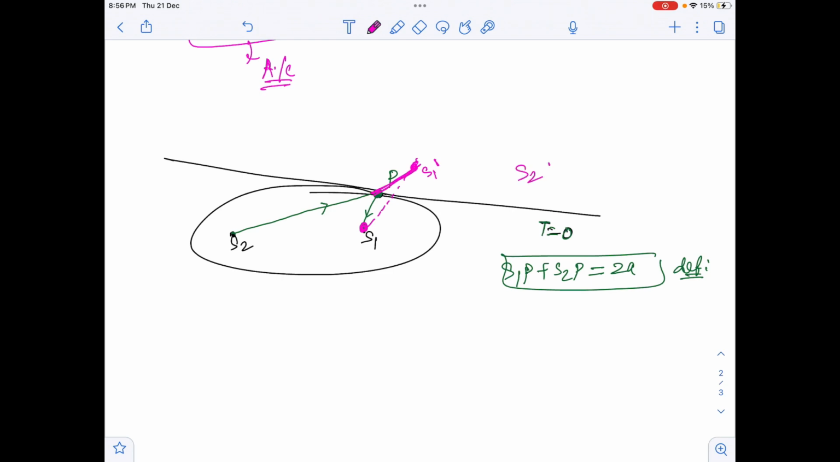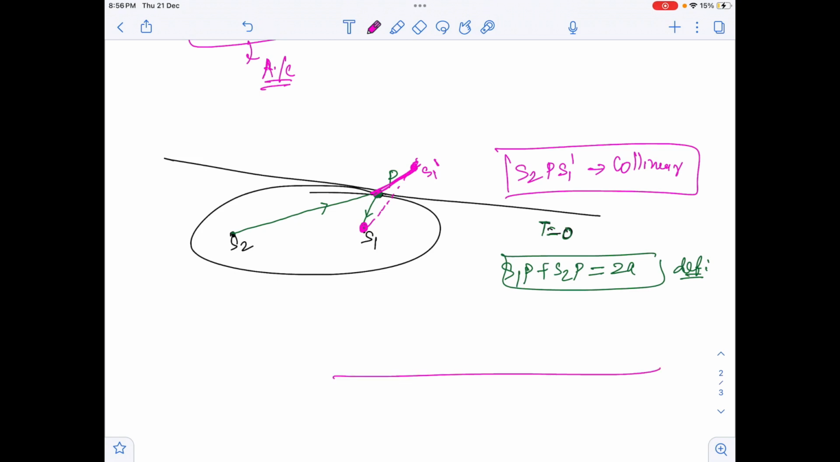Now what if I join point P and S1 dash? Do you feel like S2P and S1 dash will be collinear? Yeah, of course, it will always be collinear. The reason goes like this. Let's say you have a mirror and a point A. A ray of light starts from point A and, upon reflecting from the mirror, goes to a point B. Clearly, you know from the law of reflection, this angle theta will be equal to this one. Hence the remaining angle will be 90 minus theta, because this line behaves like a normal, right?